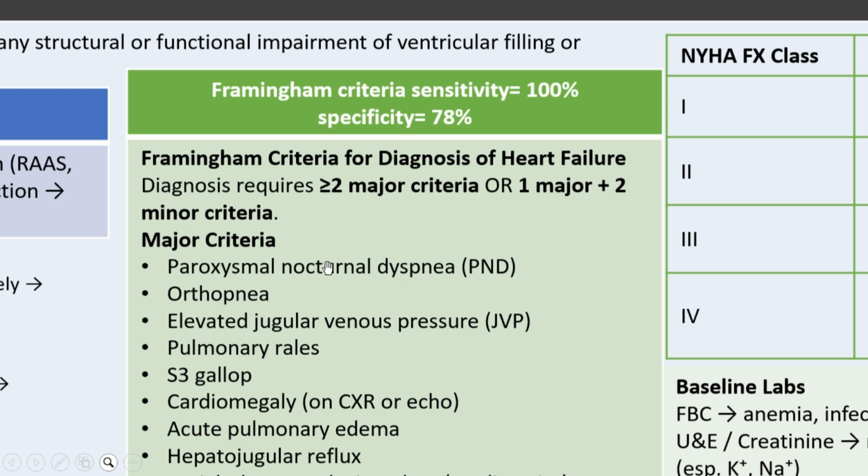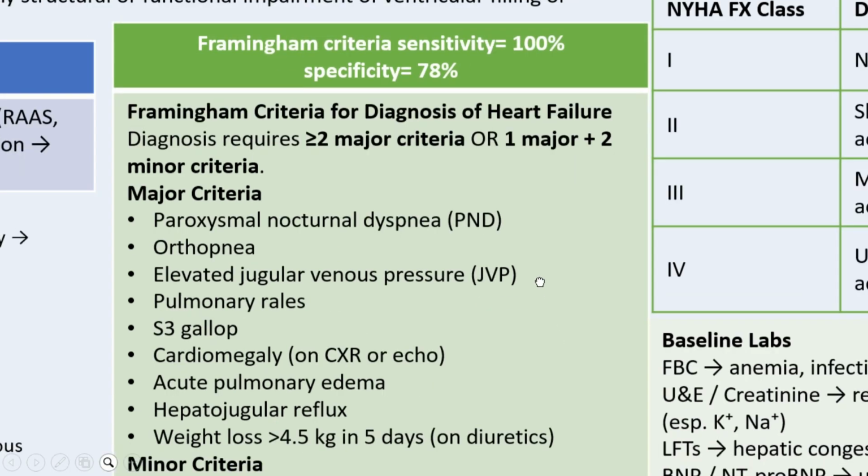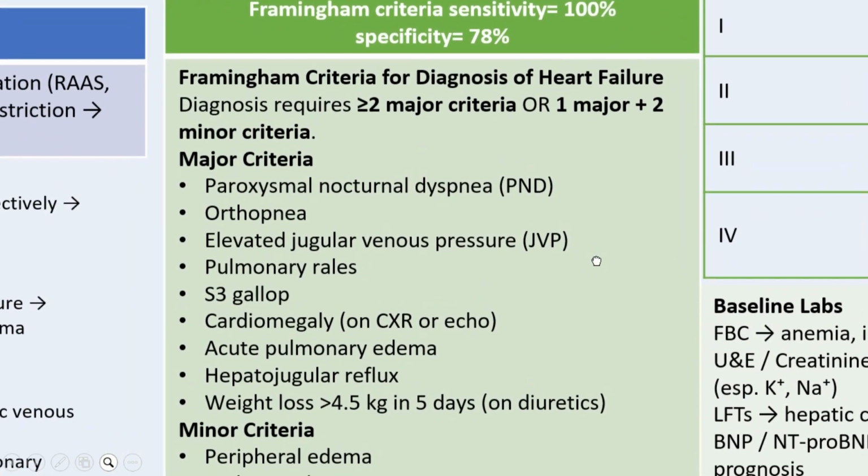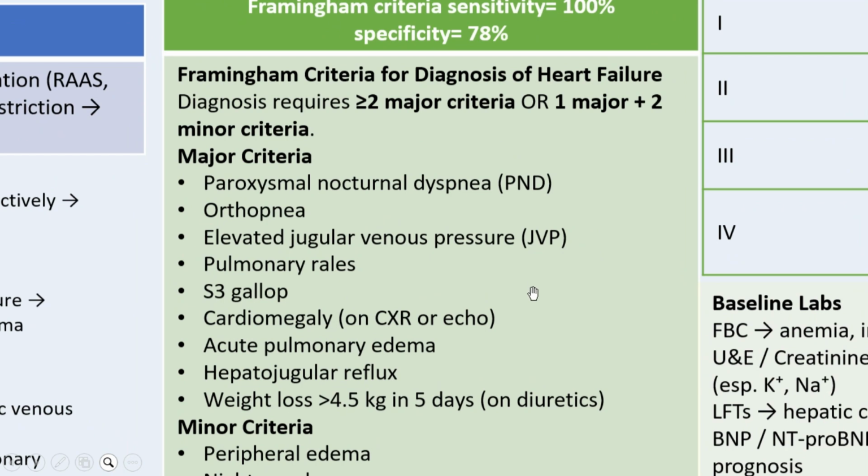So for us to diagnose heart failure with the Framingham criteria, we have to keep in mind that it has a sensitivity of 100%, which means if someone has heart failure, it's almost always 100% that the Framingham criteria is going to pick it up and you will know that it is heart failure. But it has a specificity of 78%, and this is not actually quite high, which means that it may diagnose someone with heart failure when they actually do not have heart failure.